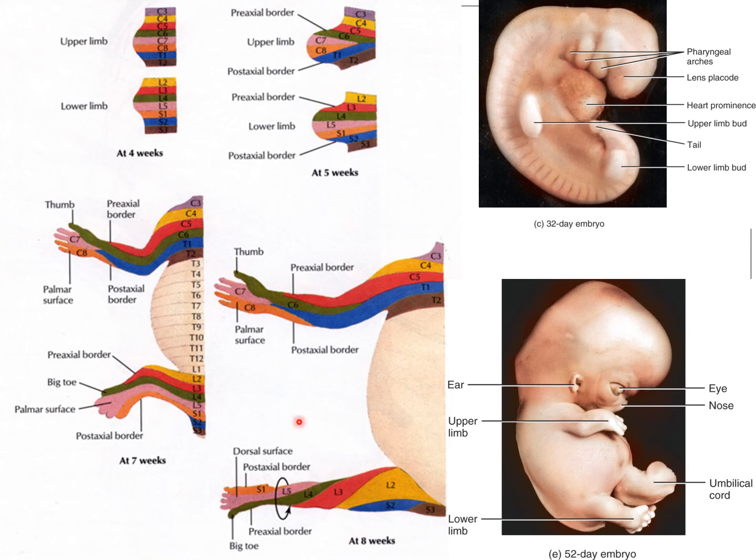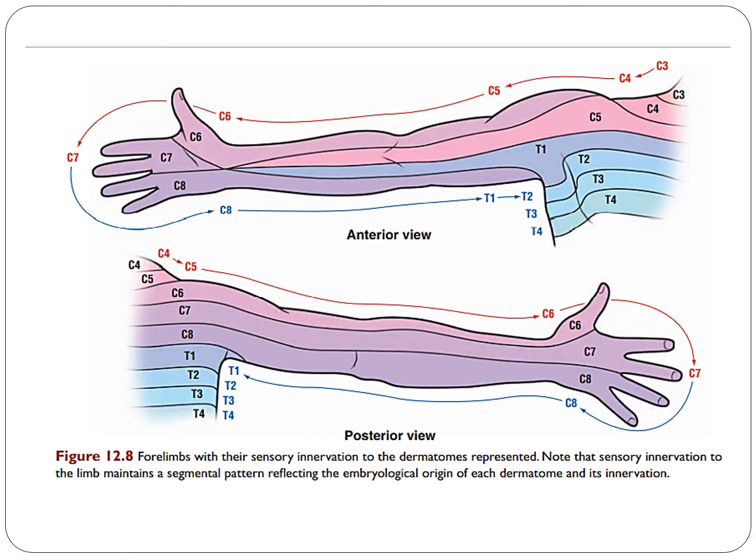So that's how the nerves through the segments enter into the upper and lower limb for the motor supply as well as for the sensory supply. For the sensory supply, we use a term known as dermatome. Derma means skin and tome means part. So a dermatome means a part of the skin supplied by a single spinal segment. Sensory innervation to the limb maintains a segmental pattern reflecting the embryological origin of the dermatome.